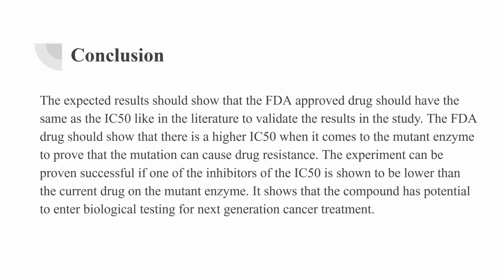The overall conclusion. The expected results should show the FDA approved drug having the same IC50 as the literature to validate results in the study. The FDA drug should show a higher IC50 when it comes to the mutant enzyme to prove the mutation can cause drug resistance. The experiment can be proven successful if the IC50 of the inhibitors is shown to be lower than the current drug on the mutant enzyme. It shows that a compound has potential to enter biological testing for next generation cancer treatment.